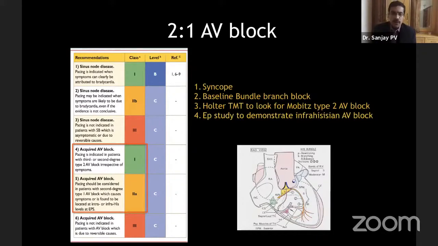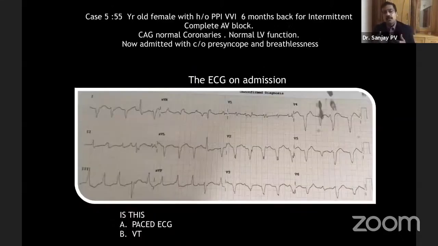And you can do a Holter or a TMT to look for the Mobitz type 2 AV block, like in our patient. And you can do an EP study also to demonstrate that the block is at the infra-Hisian level. So all this information gives us justification that we are doing something for the patient and she will be relieved of her symptoms. So this is the fifth case, a very interesting case.